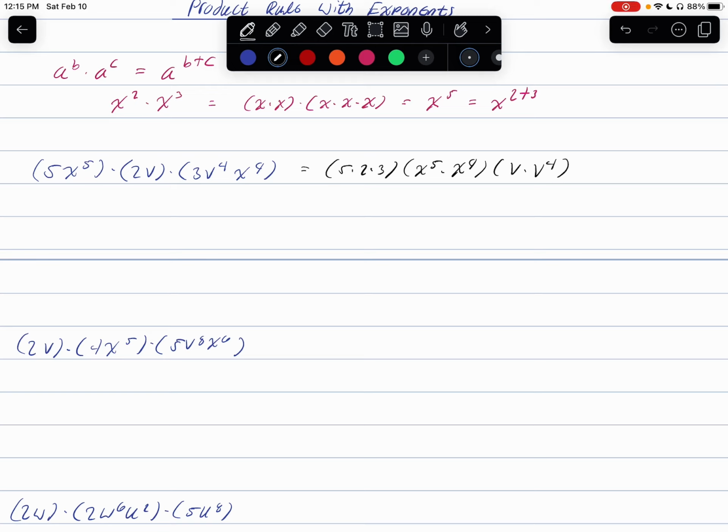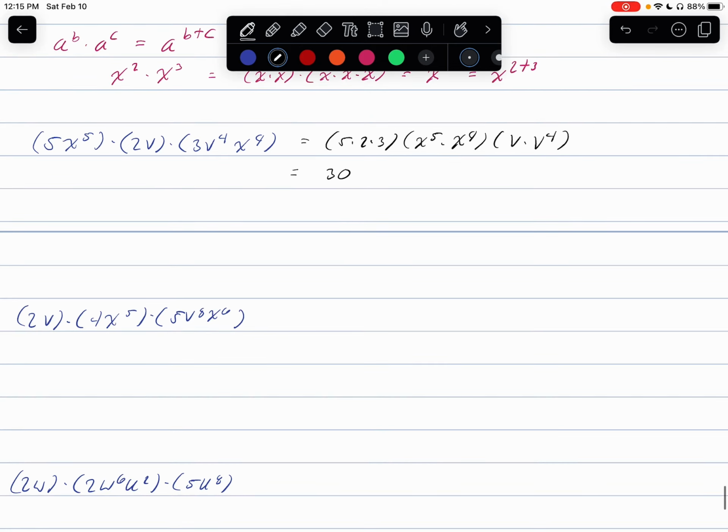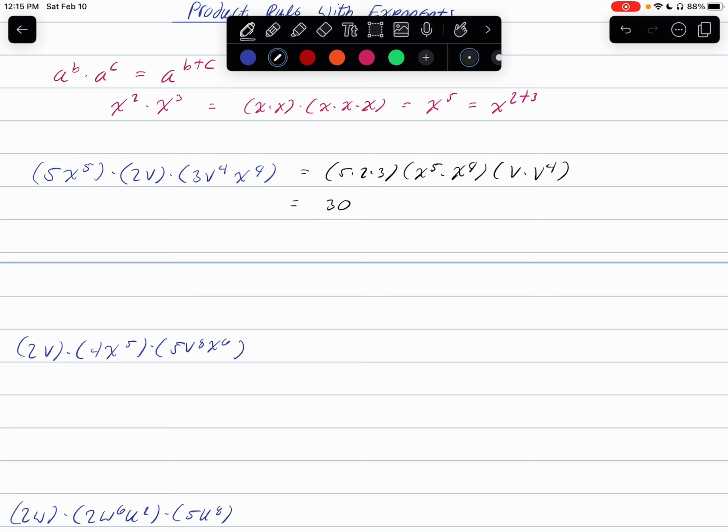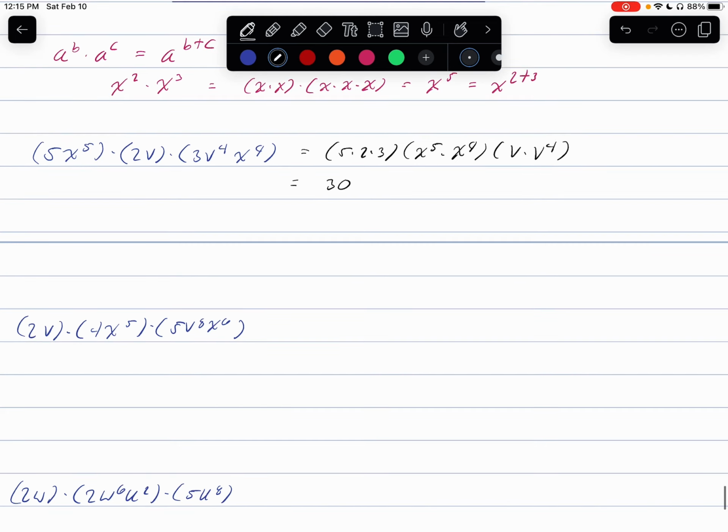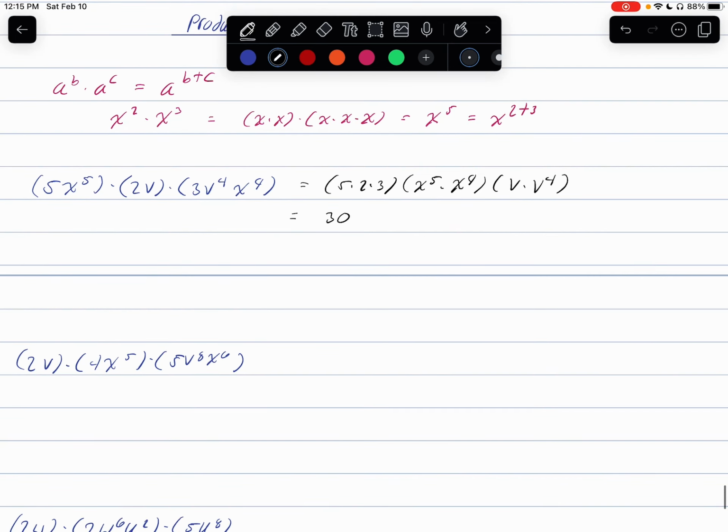Let's deal with each of these individually. To start with, we have 5 times 2 times 3. 5 times 2 is 10, and then 10 times 3 is going to give us 30. So 5 times 2 times 3 is equal to 30. Or you can think of it as 5 times 3 is 15 times 2 is 30, or 2 times 3 is 6 times 5 is also 30. However you want to approach it, whatever makes the most sense to you, you should end up with 30.